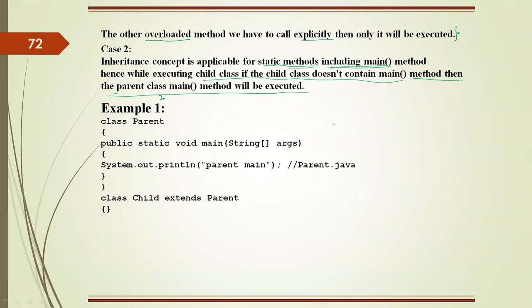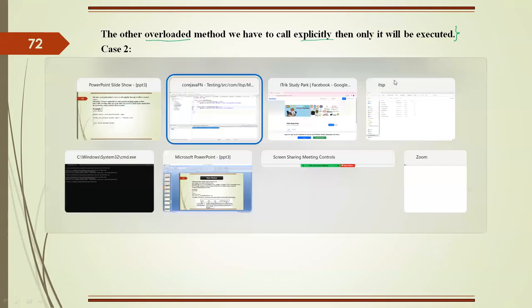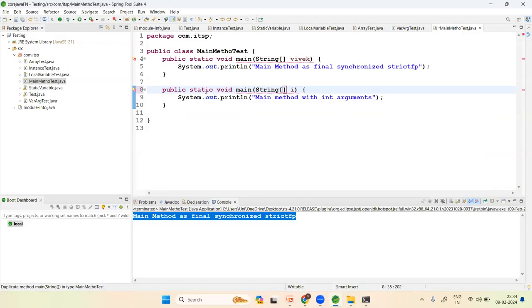Let's see this example. We have two classes, parent and child. This is the parent, now create one class child.